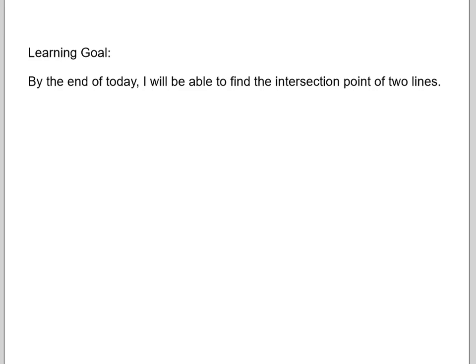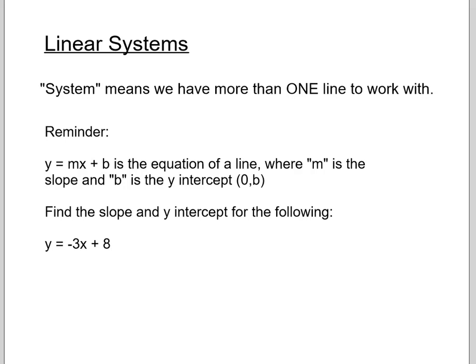Okay, so the goal for today is I'll be able to find the intersection point of two lines. This is done a little earlier in the textbook, but I wait till now to do it, just because you have more skills, it'll make a little more sense. So linear systems is what this is called. System means we have more than one line to work with, and this is just an intro to a grade 10 topic. You'll spend a lot more time on this in grade 10, but we're going to introduce the idea just so you can kind of see where this goes.